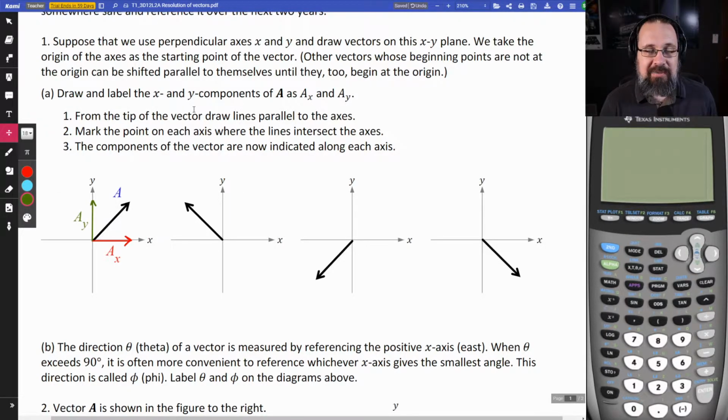So this is the first step of algebraically solving vector problems, and you'll see why in just a little bit. What I want you to do now is go and draw the vector components for each of these other two here. So pause this video and go do that.